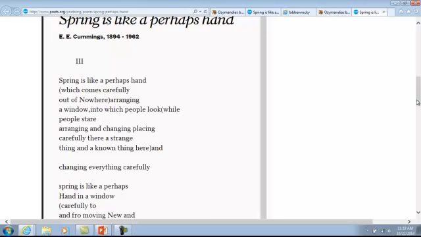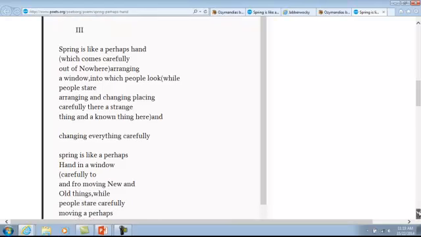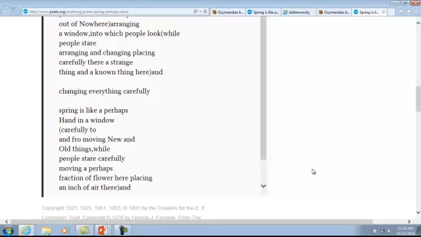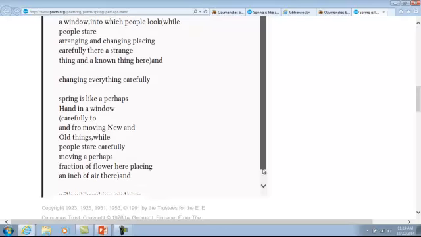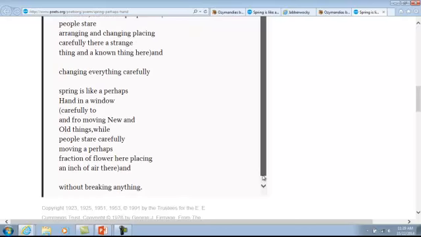Spring is like a perhaps hand, which comes carefully out of nowhere, arranging a window into which people look while people stare, arranging and changing, placing carefully there a strange thing and a known thing here, and changing everything carefully. Spring is like a perhaps hand in a window, carefully to and fro, moving new and old things while people stare carefully, moving a perhaps fraction of flower here, placing an inch there, and without breaking anything.